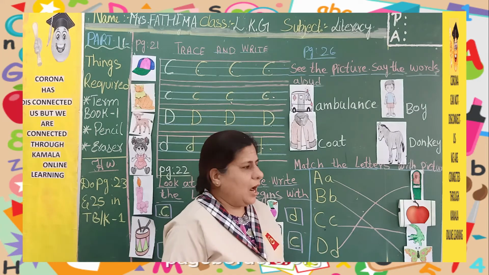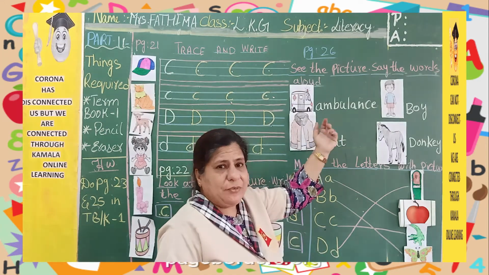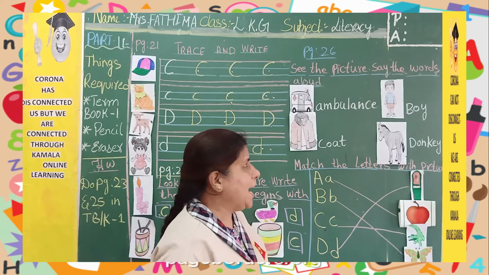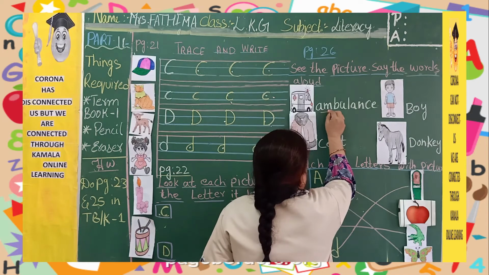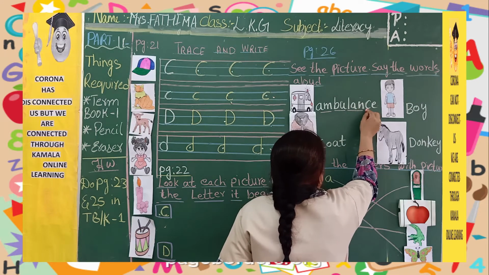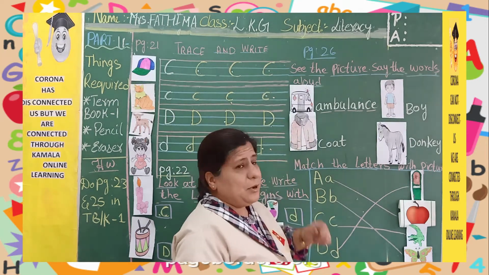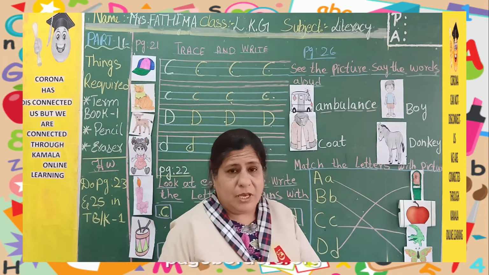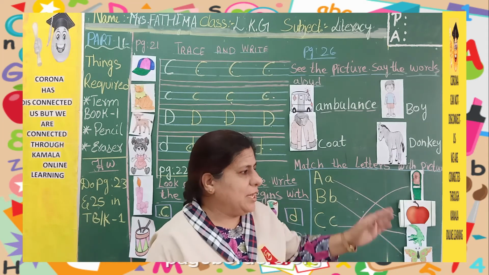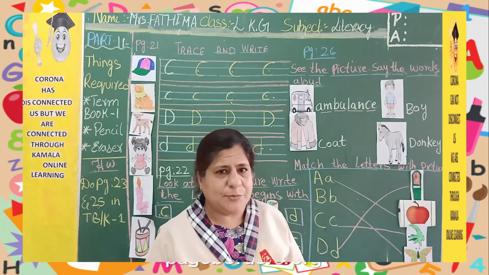Okay, children? After this, fold your hands. We have to learn the spellings. We have to read the spellings. Okay? Look at the board. Fold your hands. A-M-B-U-L-A-N-C-E. Ambulance. Where will you go in the ambulance? If anybody is serious in the house, will call to ambulance. That ambulance will come and in the ambulance they will take the sick people to the hospital.